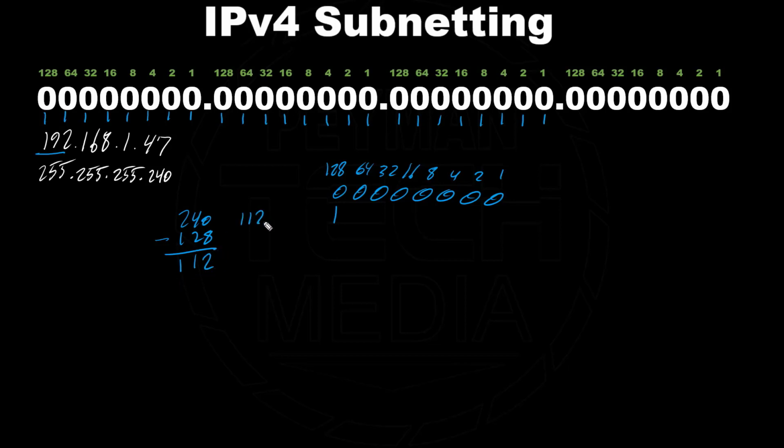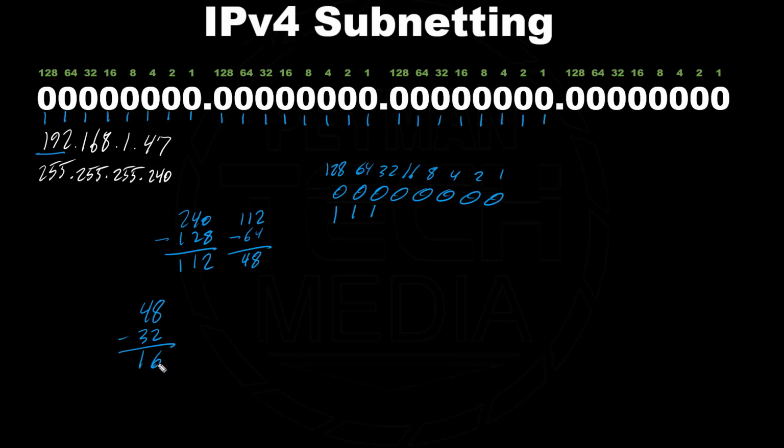So 112, let's write it down here. 64. Is 112 greater than or equal to 64? It is greater, so it's turned on. And what is our new value? Minus 64, which is 48. This is our new value. So I'm going to write down 48. Is 48 greater than or equal to 32? It is greater, so it's turned on.